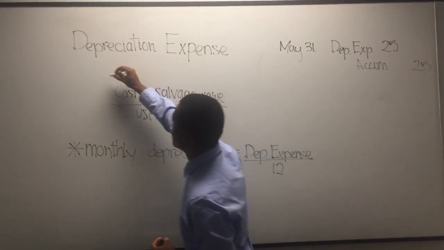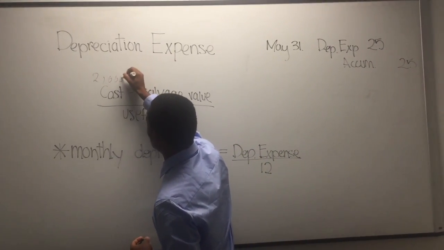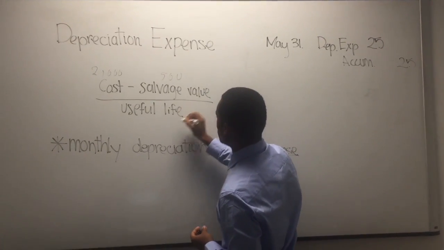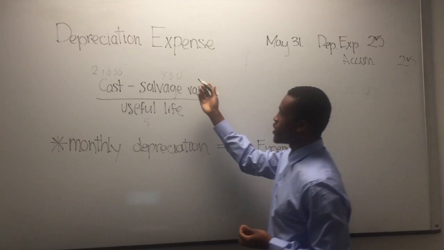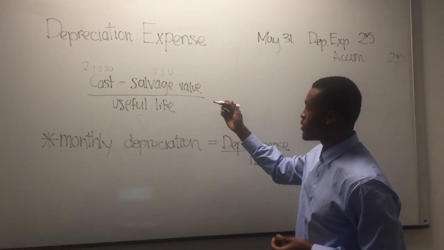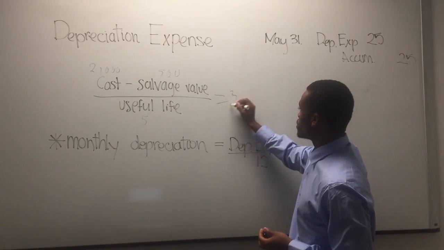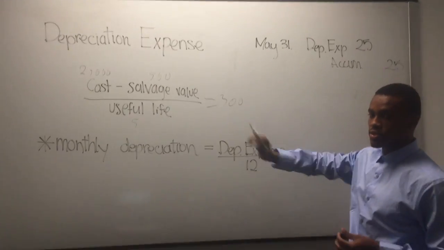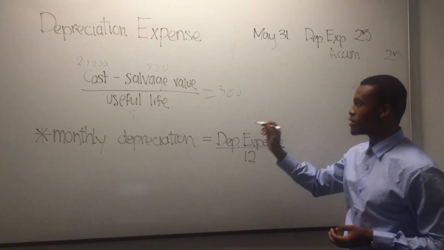So the cost would be $2,000, the salvage value would be $500, and the useful life would be 5. 2,000 minus 500 is 1,500, divided by 5 equals $300. So after you find this amount, you just found your depreciation expense amount. That's how much you're going to pay on that particular asset.